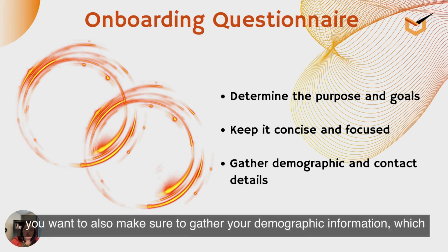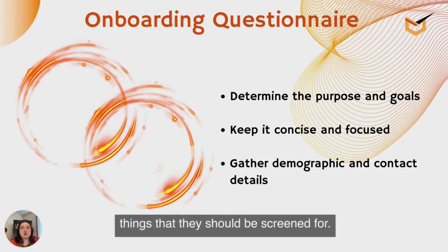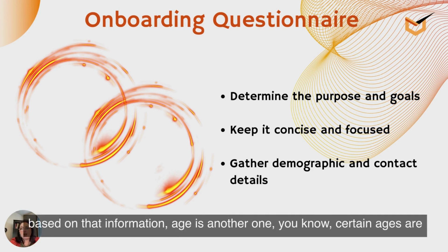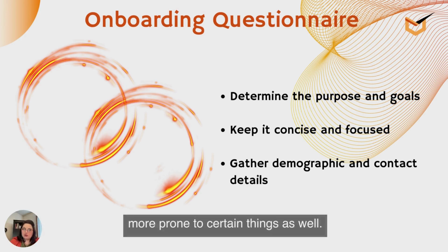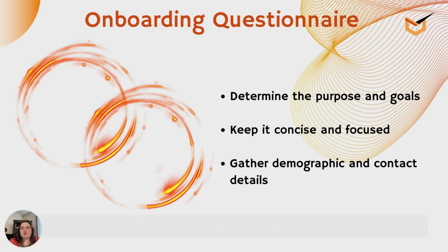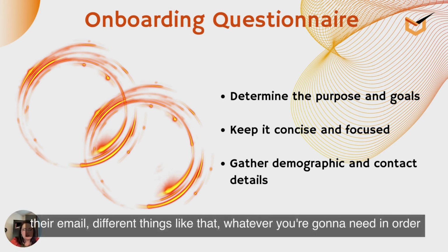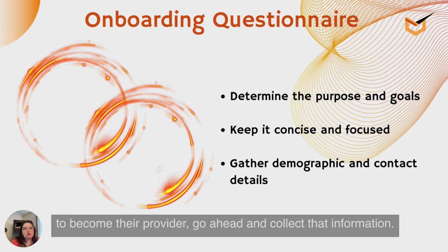You also want to make sure to gather your demographic information, which I'm sure everyone at this point is familiar with. Each demographic actually has certain things that they should be screened for based on that information. Age is another one. Certain ages are more prone to certain things as well. So make sure to get those things: name, age, gender, an address so that if you need to mail them something, you can do so, their phone number, their email, different things like that. Whatever you're going to need in order to become their provider, go ahead and collect that information.